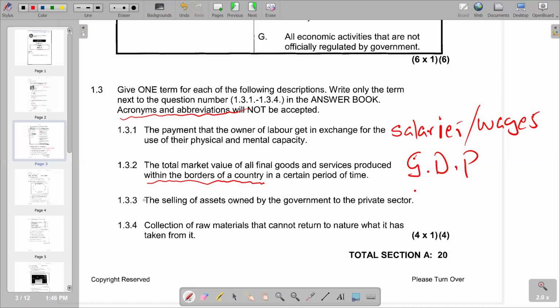So we have our 1.3.3, the selling of assets owned by the government to the private sector. So obviously, these assets were owned by the government, now they are going to the private sector. So obviously, this becomes privatization.